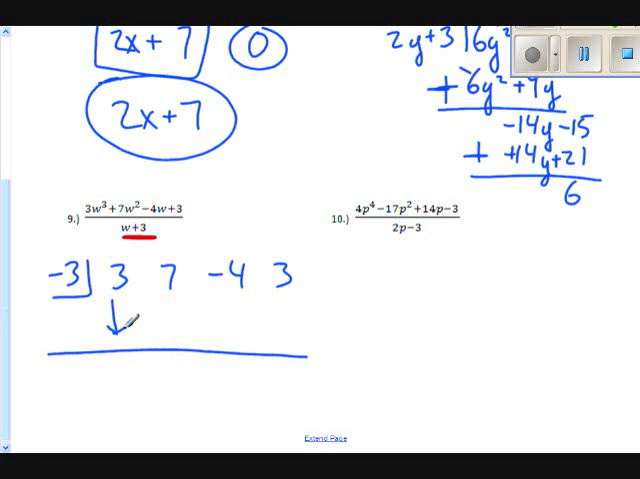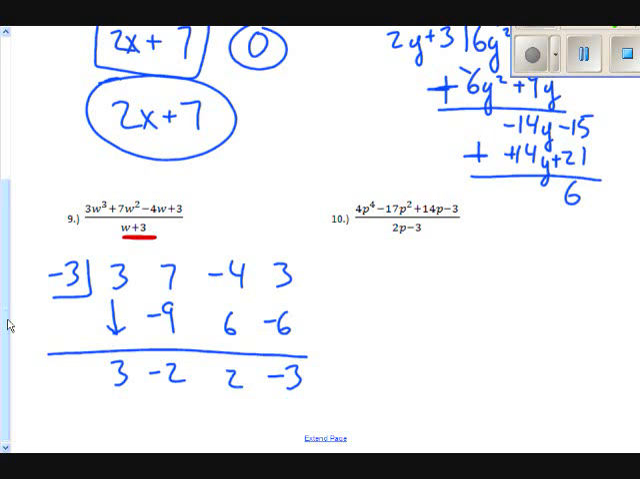So now I bring down the first coefficient, which is the 3. I multiply. Negative 3 times 3 is a negative 9. I add straight down, which gives me a negative 2. Negative 3 times negative 2 is a positive 6. And then I add straight down, and that gives me a 2. And now I do negative 3 times 2, which is a negative 6. I add straight down, which is a negative 3.